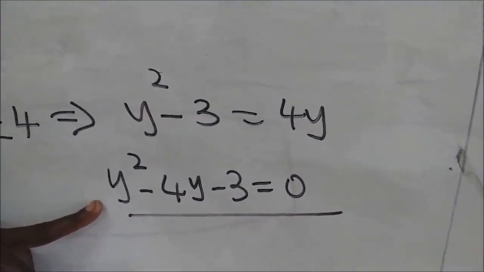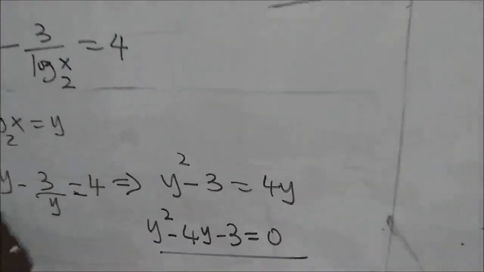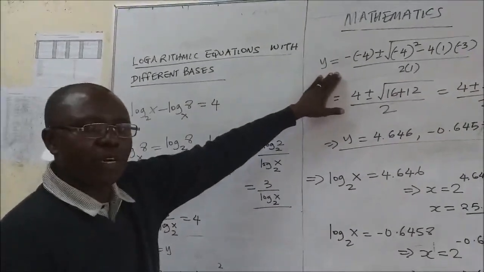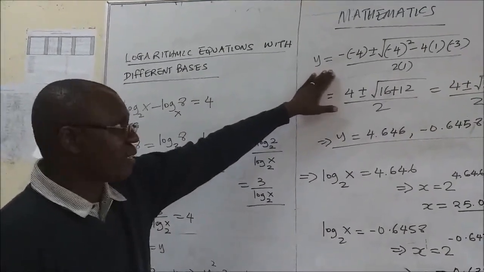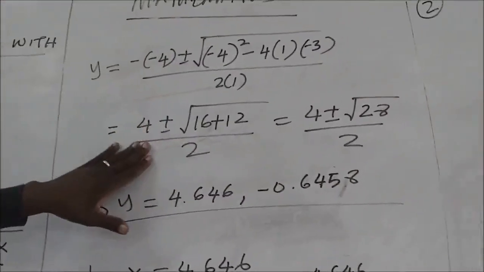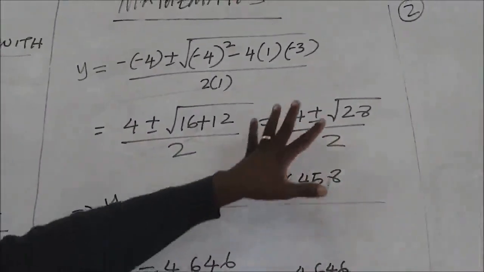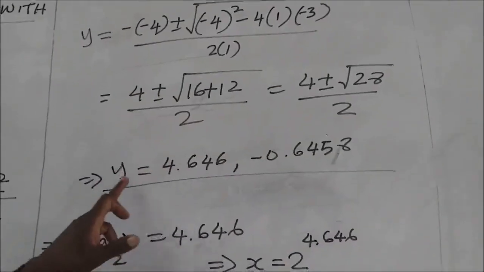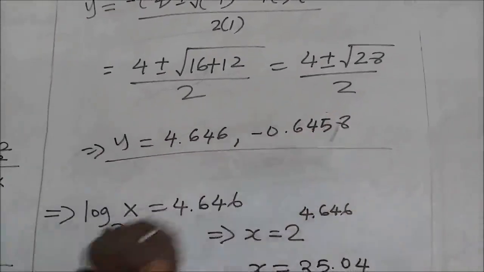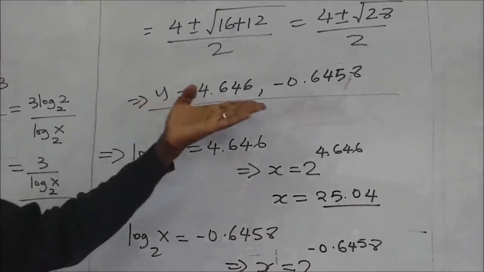Now, this quadratic equation cannot be solved by factorization method, and so we solve it using formula method, which I believe you are conversant with. And so we substitute the value of a, b, and c into the formula, and here we are. We come to 4 plus or minus root 28, and we have two values of y. Y is 4.646 or negative 0.6458 to four significant figures. This is the value of the dummy variable.